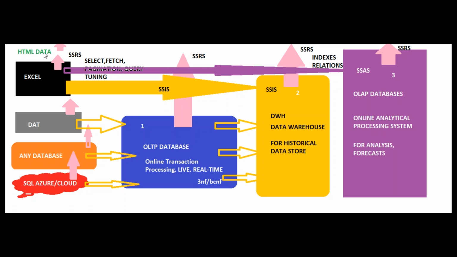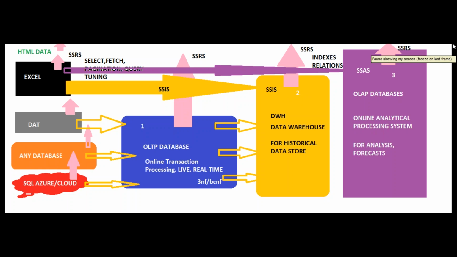Any type of data, it can be HTML data or Excel or data or any database or any cloud, we can perform reporting. We say SSRS. The pink arrow marks are the SSRS, one of the components. From any type of data, we can design data warehouses, integration services, SSIS, box number 2. And from any type of data sources, we can also perform analysis services, that is box number 3.